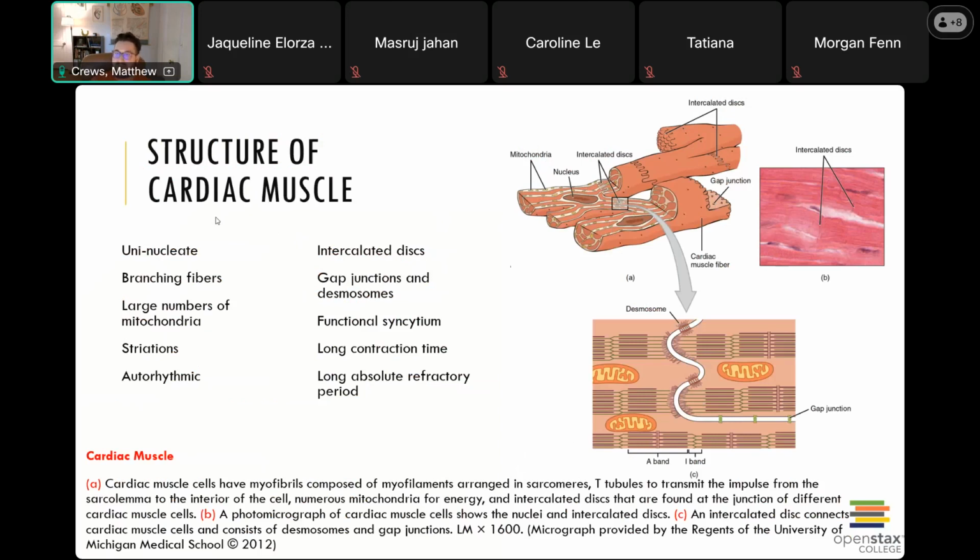So a lot of mitochondria, a lot of backup systems in place so that if one thing stops working, another thing will work. There's striations, obviously, because of the actin-myosin. It's autorhythmic, which means they will beat on their own. So they actually don't need innervation by the nervous system. It helps you not die, but if you don't get direct innervation from the nervous system, they'll actually beat on their own in a perfect solution, right?